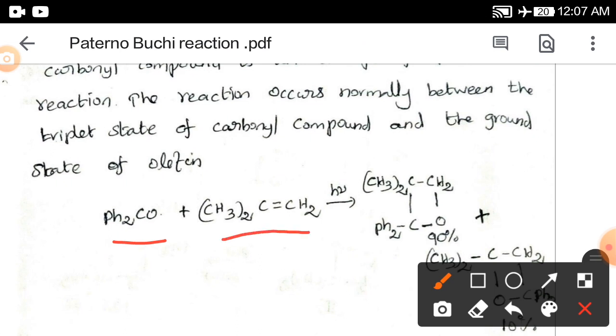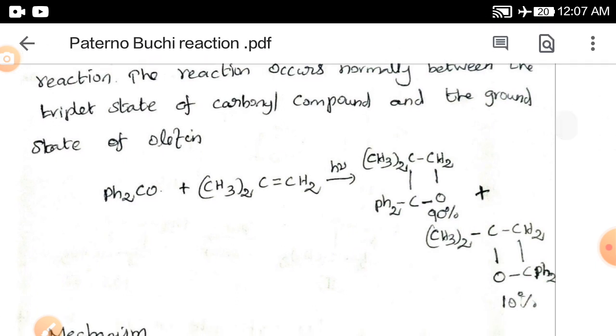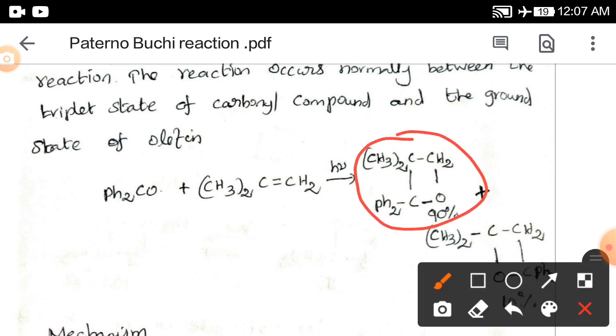It undergoes a reaction to form two products. One is obtained in 90%, the other in 10%. Both are oxetane-type products. A ring compound will be formed, a completely ring-closed compound.